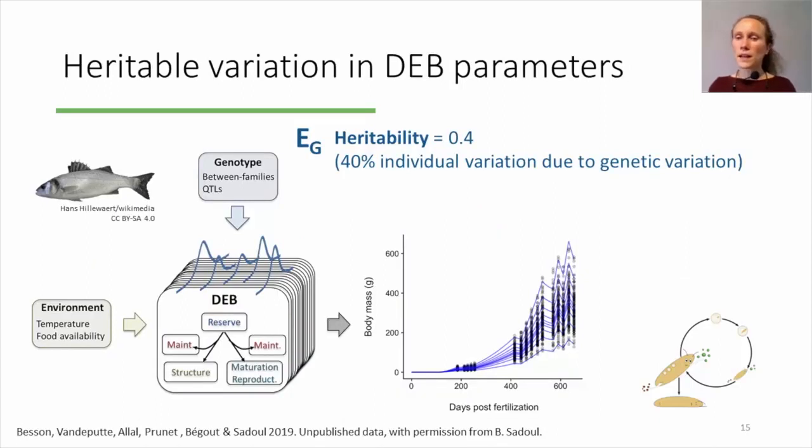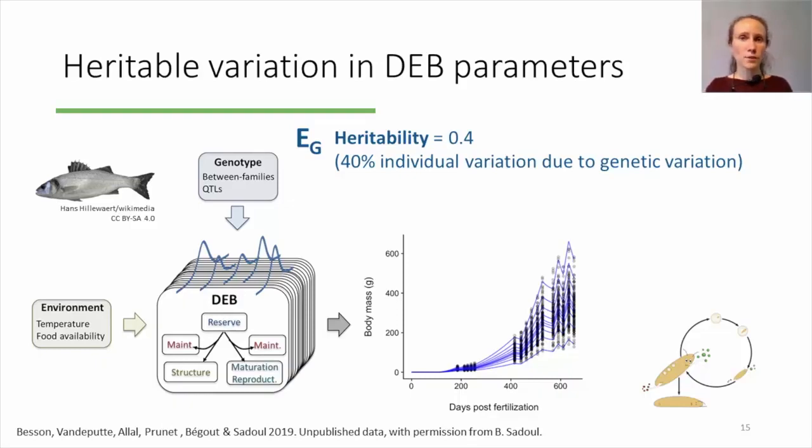So here I show you one example, one of the rare examples of a study by French colleagues who had a look at the share of genetic variation in different parameters, and the one they selected because it was the most likely for this species, so that's European sea bass, was EG, so that was the cost of growth, if you remember well.